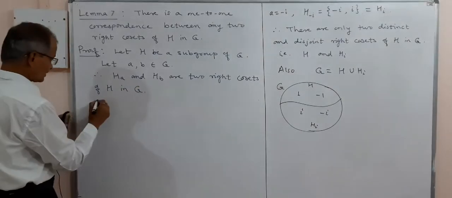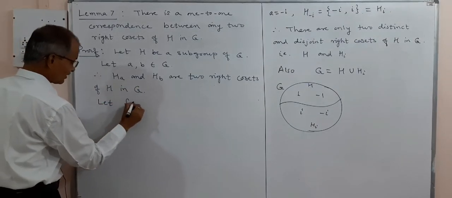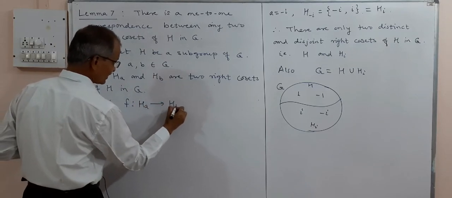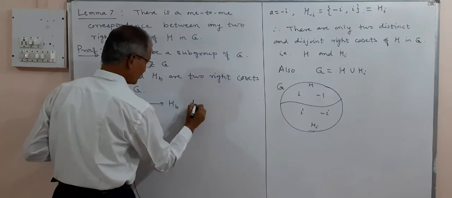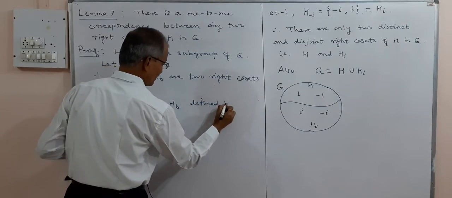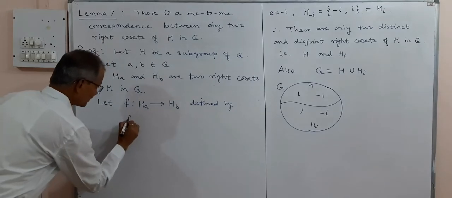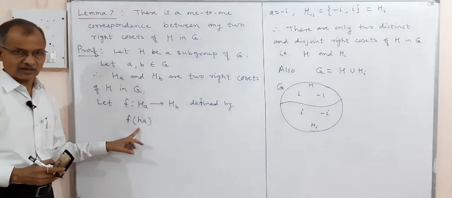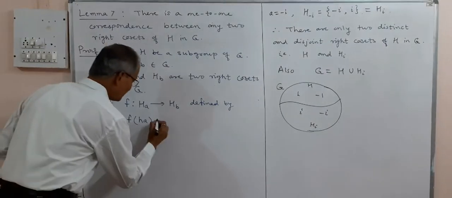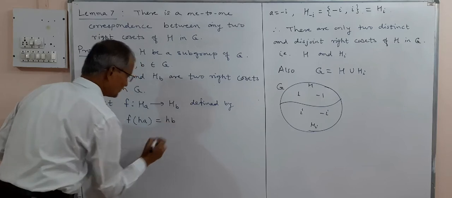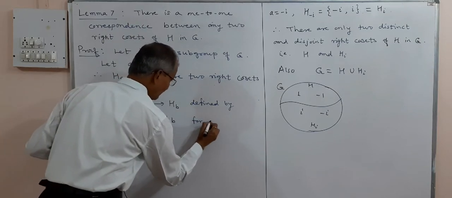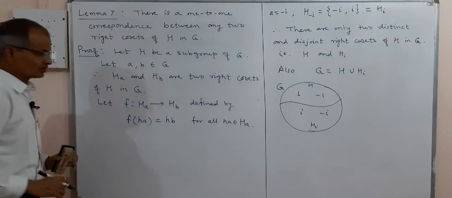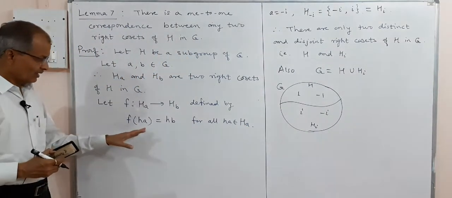For that purpose, let us consider a function f from the right coset Ha to another right coset Hb, defined by f(ha) = hb. An element in Ha is of this kind, ha, and an element in Hb will be of this type, hb, for all ha belonging to Ha. This is the function defined.